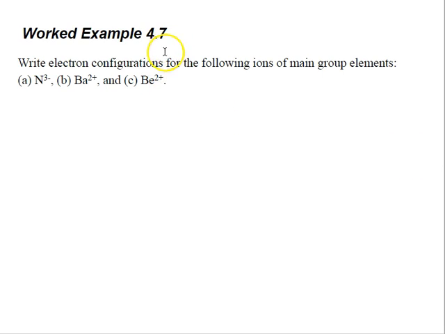The seventh example, write electron configurations for the following ions of main group elements. So we've already practiced electron configurations before, but they were for neutral examples, and that's when we were given the number of electrons. For these, we're given the charge. How we can figure out our number of electrons is to look for the atomic number. The atomic number always represents the number of protons, which is constant. The electrons are the same if it is neutral.